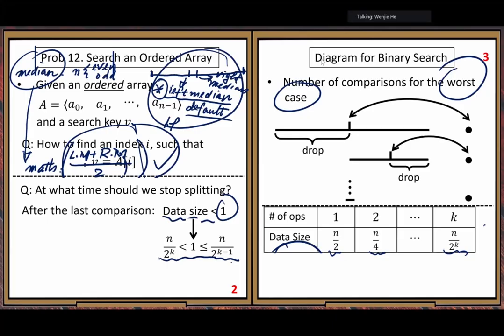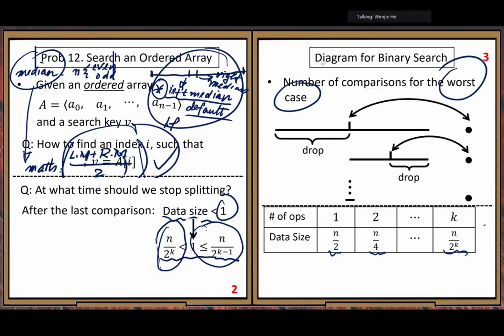How do we decide we should stop? That is this inequality. What's the meaning? The left-hand side part says after k comparisons, the data size is strictly less than 1, so we should stop. The right-hand side inequality tells us after k minus 1 comparisons, the data size is greater or equal to 1.